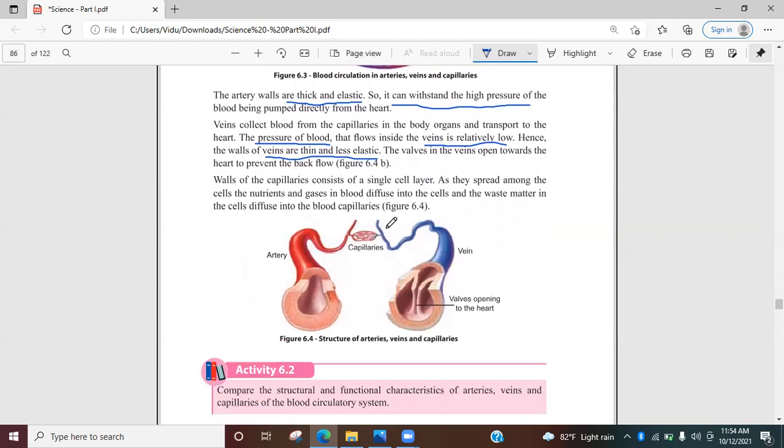The artery walls are thick and elastic, so they can withstand the high pressure of the blood being pumped directly from the heart. When you get veins, you should remember the pressure of the blood that flows inside the veins is relatively low, hence the walls of the veins are thin and less elastic. The valves in the veins open towards the heart to prevent backflow.